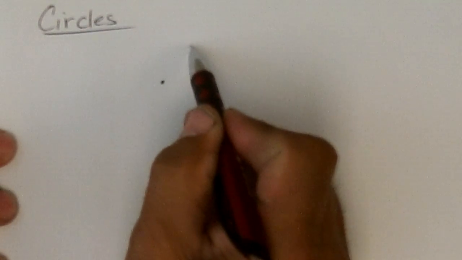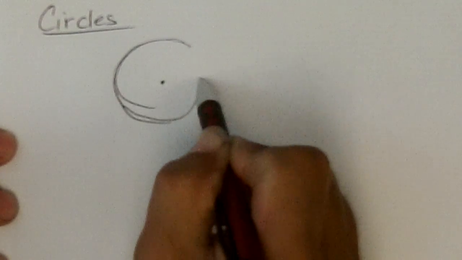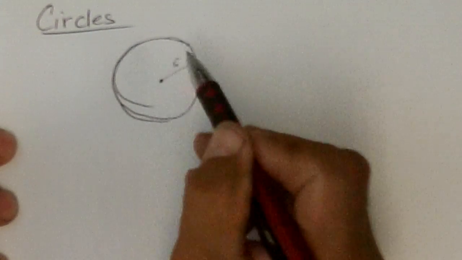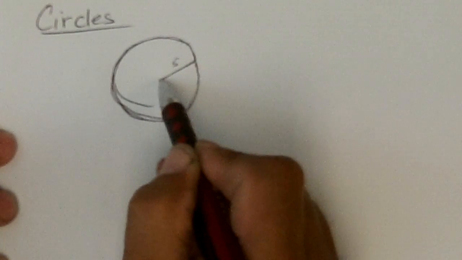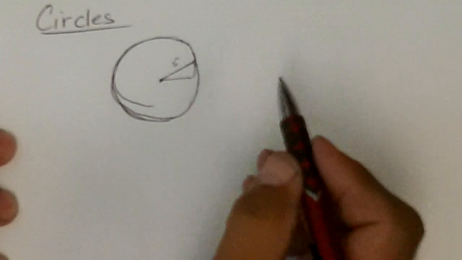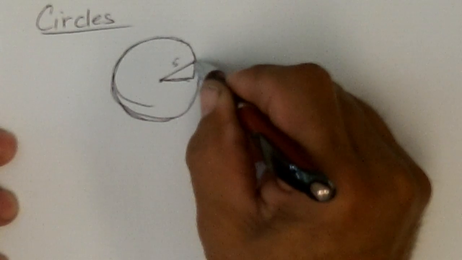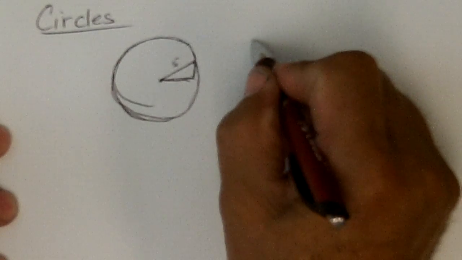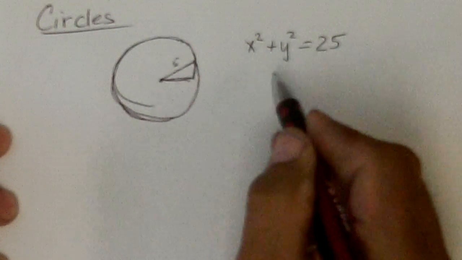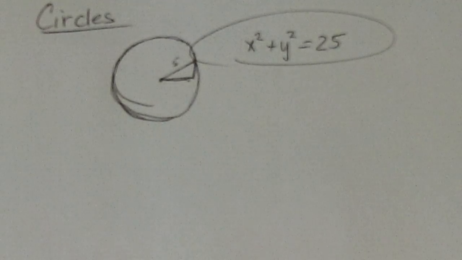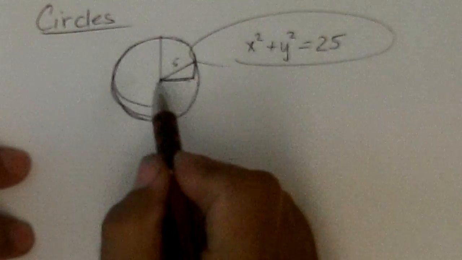Like we can go out 5 from a point. 5 would be the radius. As long as I stayed 5 out, it would be a point on the circle. Well, the distance says how far in the x and how far in the y. The Pythagorean theorem says x squared plus y squared equals the hypotenuse squared. So x squared plus y squared equals 25 is the equation of a circle with radius 5 centered at the origin.